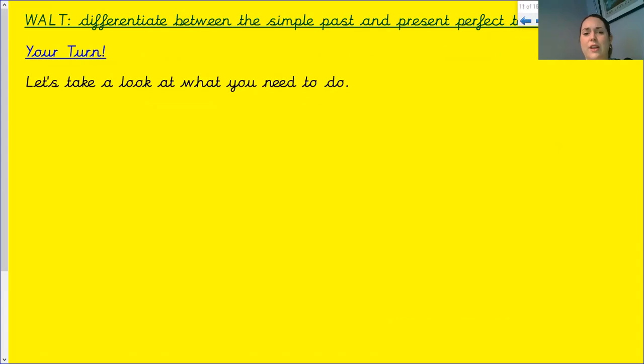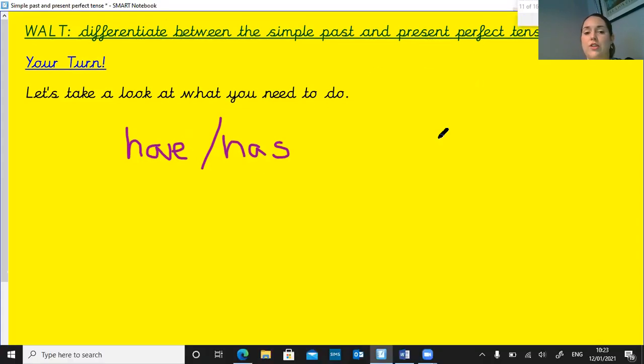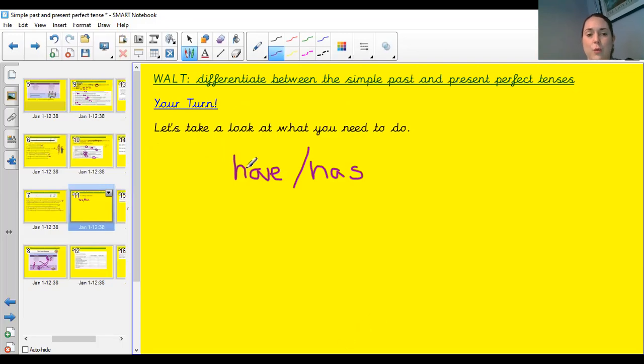Okay, it's your turn now to have a go at looking at the simple past and the present perfect tense. Now don't forget, simple past tense doesn't have that extra auxiliary verb, have, from the verb "to have", which will be have or has in your sentence. If you remember that, you will find your work much easier today. So your simple past won't have your have and has, but your present perfect should have those. Let's have a look at what you need to do.